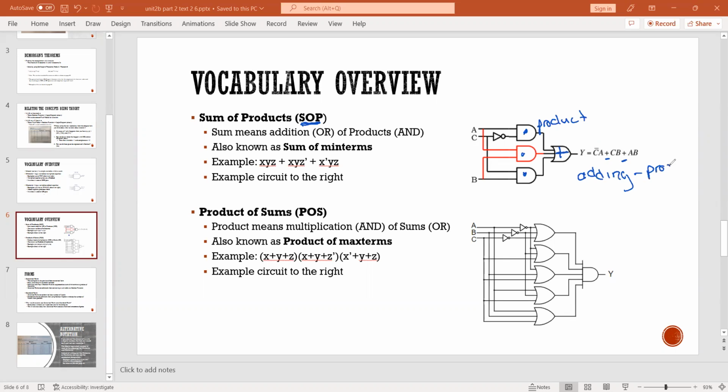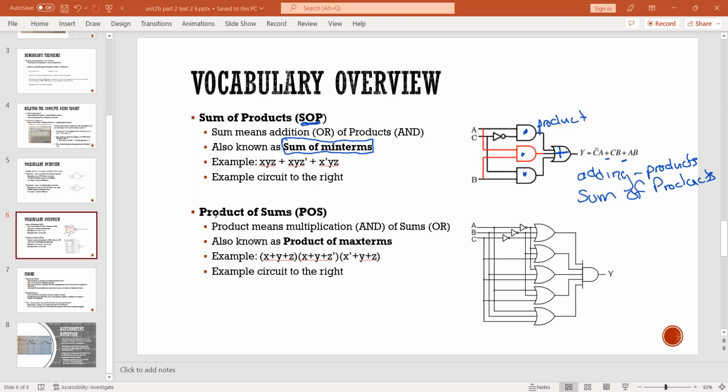And so adding is also termed as sum. So this is called the sum of products, because you're adding together products, because product is what's going into the OR gate. So I want you to know that in the book, they use the term sum of min terms. So sum of min terms and sum of products are the same thing, or SOP.